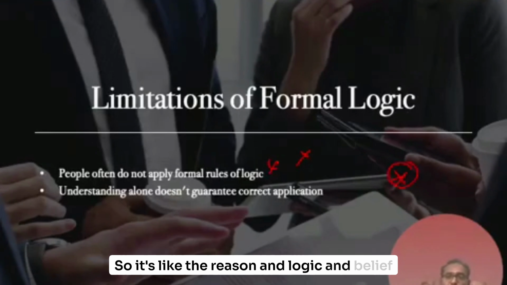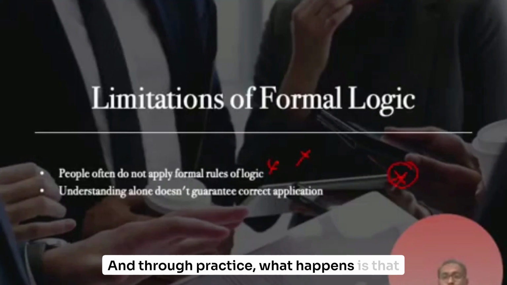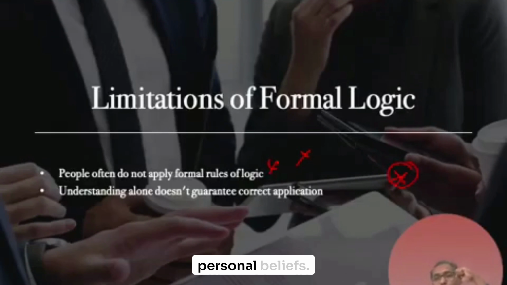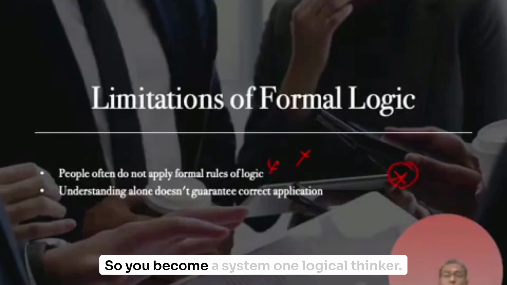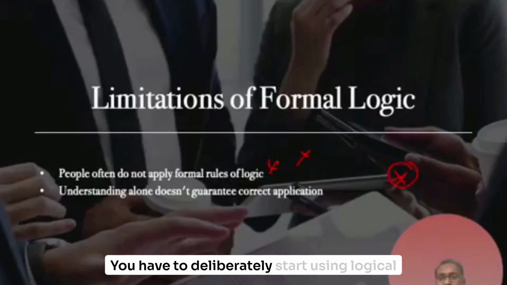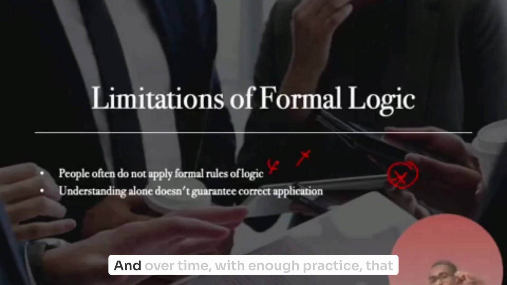So how do we do it? Well, we can train ourselves to slow down and start using logic. Through practice, you start to use logical thinking more than personal beliefs. And with more practice, it becomes automatic. So you become a system one logical thinker. Does it make sense? It doesn't happen overnight. You have to deliberately start using logical rules and not the beliefs and biases that control our reasoning. And over time, with enough practice, that becomes automatic to us.